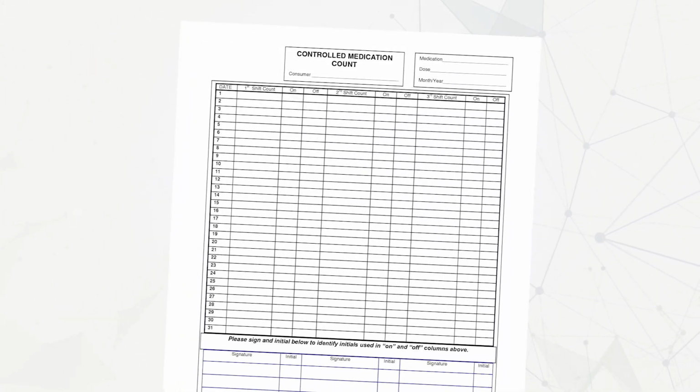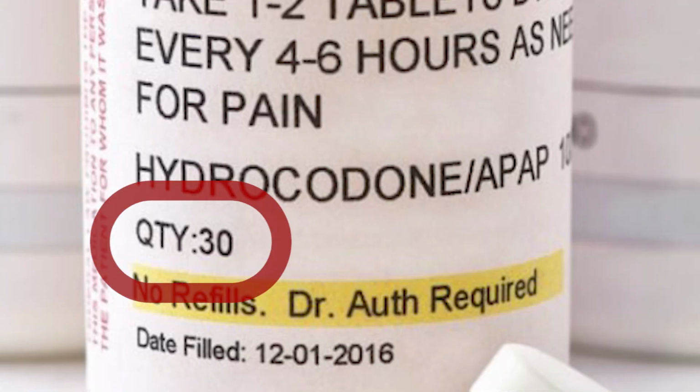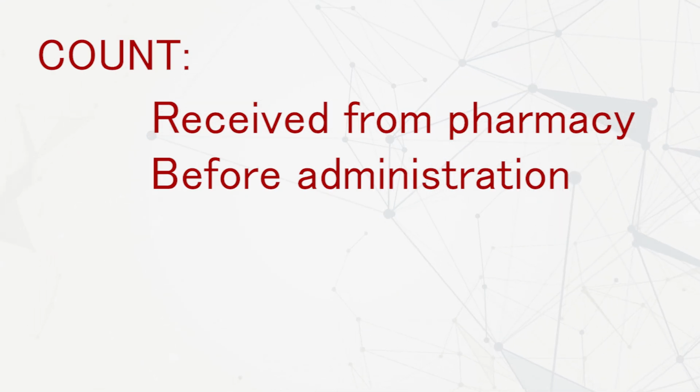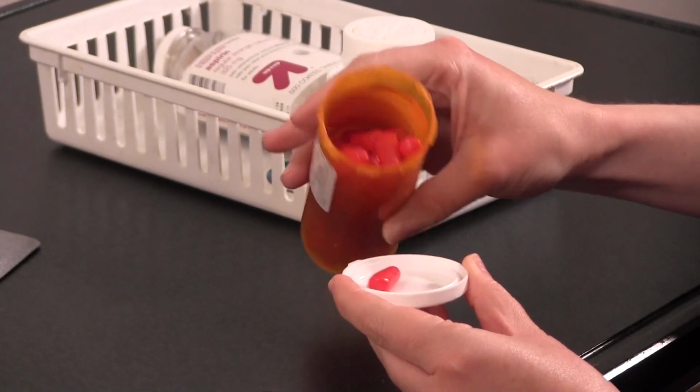Always physically count the pills. Never assume that the bottle or supply contains the amount of medication listed on the label. Controlled medications should also be counted before administration to confirm that the count is correct before giving the medication.